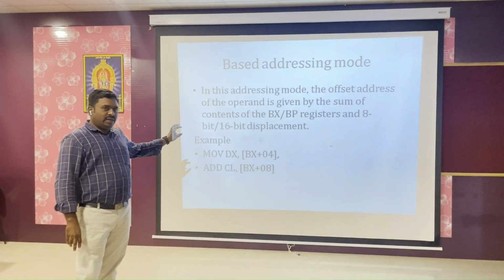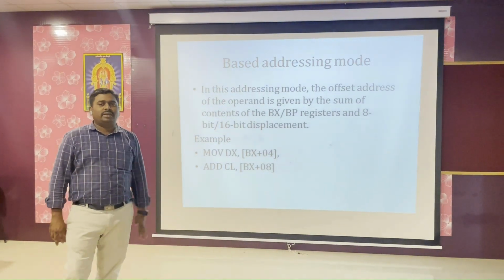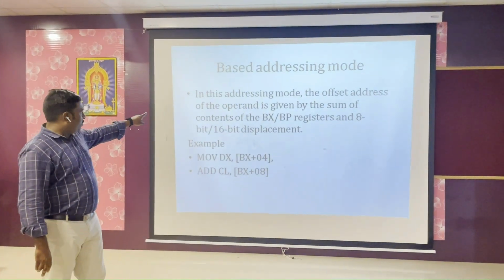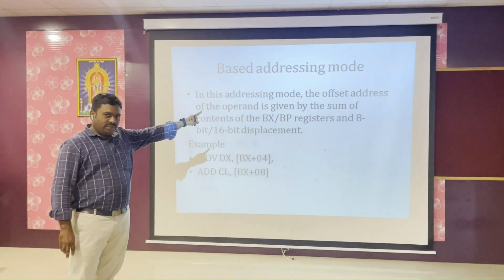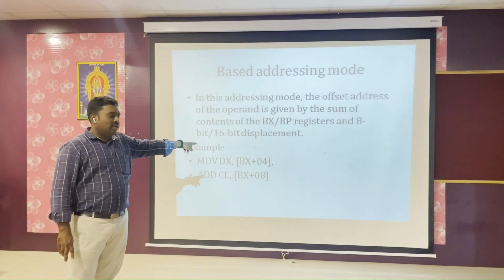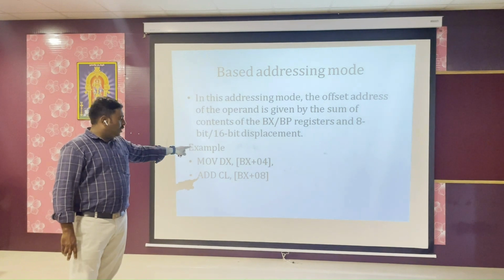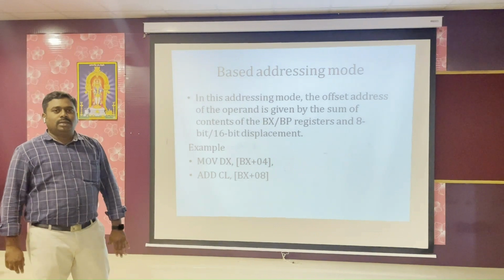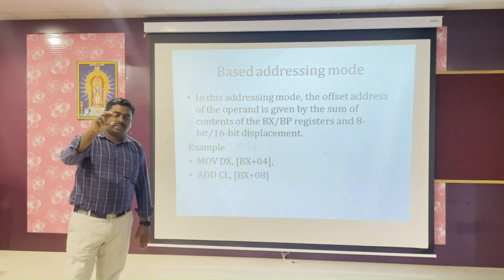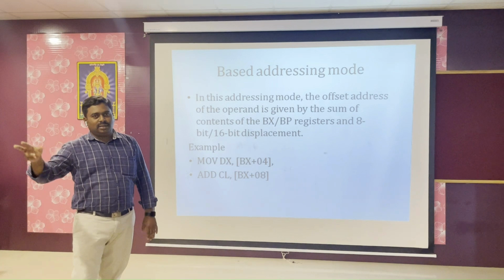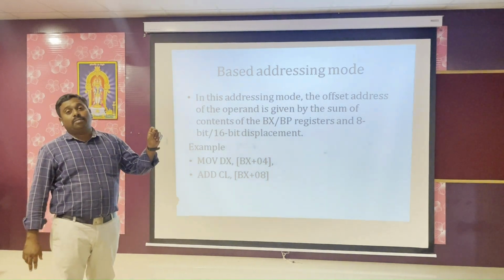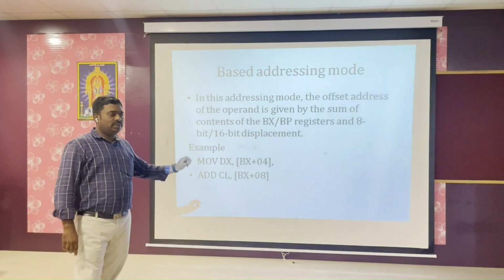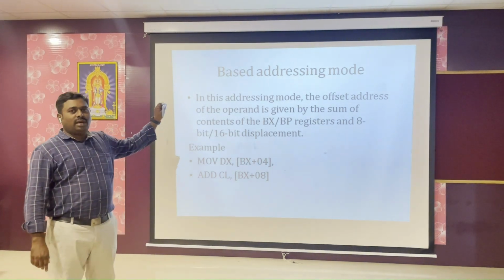That address should be where the data is present. So the data should be moved to the BX register, which means the operand is nothing but the sum of contents of BX or BP register with a displacement of 8 or 16 bit. So here, BX plus 4. Similarly, we have another instruction, ADD CL, [BX plus 08]. Similarly, the address of the BX register plus 8 displacement, that data can be added to the CL register. So these are the examples for base addressing mode.